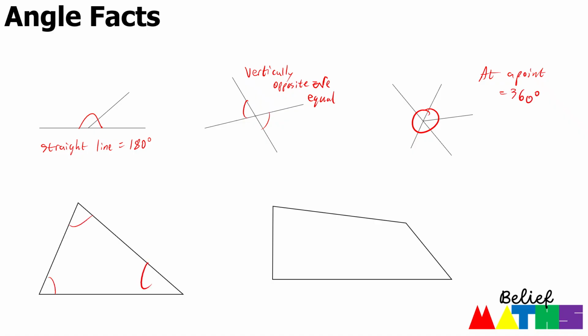In a triangle, that equals 180. And then in a four-sided shape, which is a quadrilateral, that equals 360. And just knowing those facts will help you quite a lot. There are other intricate facts that you need to know about kites, parallelograms, trapeziums, but those are the kind of basic ones you need to know.